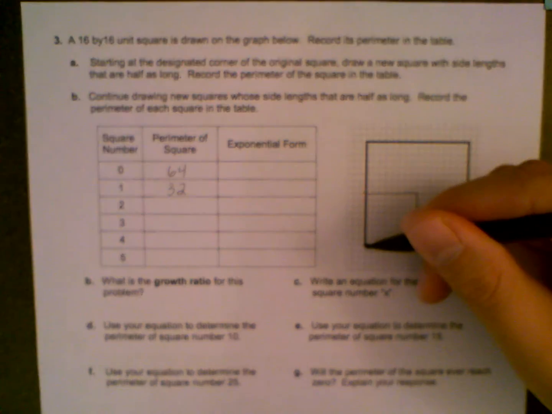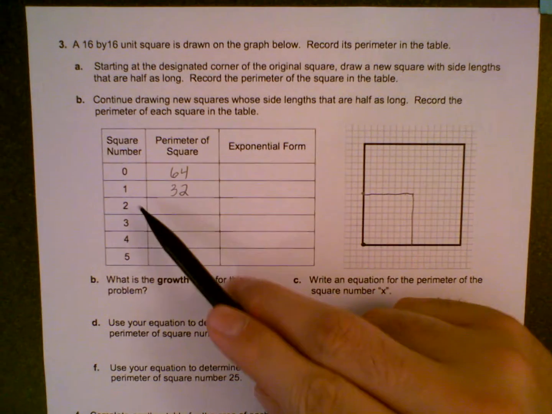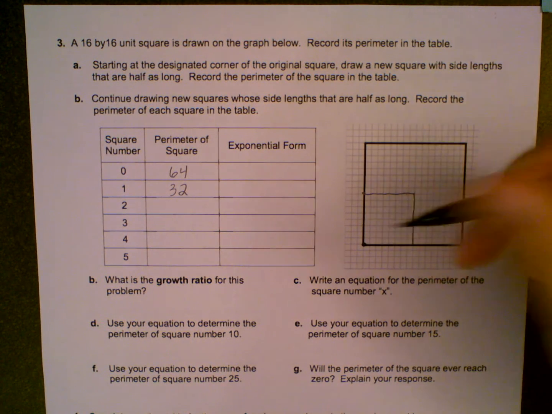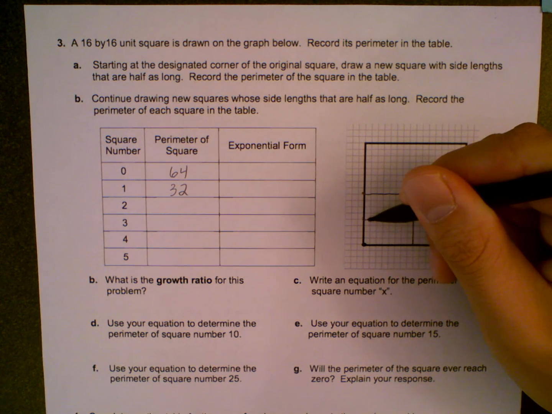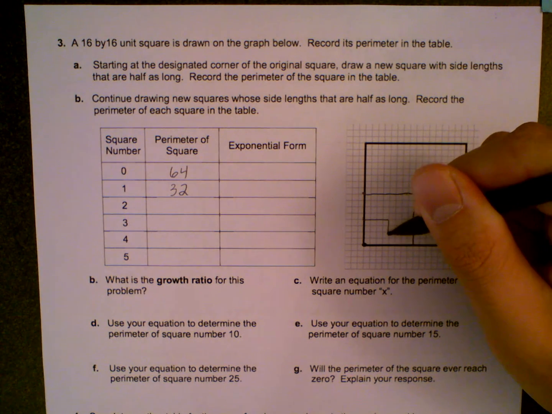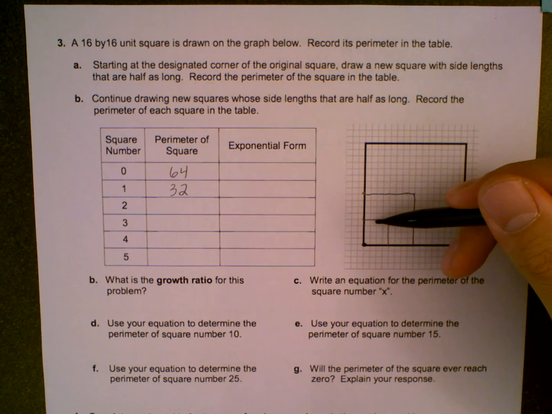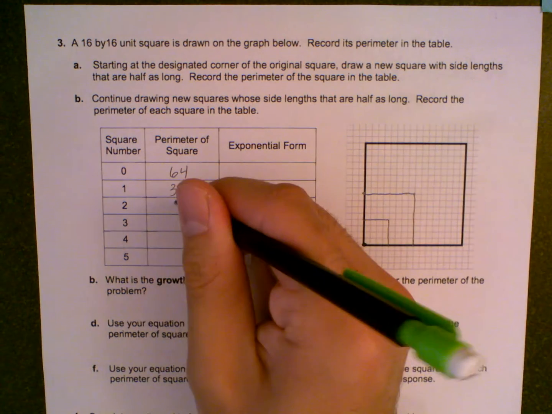Perfect. And now let's do the next square. It's going to be a 4 by 4 because, once again, we want half of 8. So it'll be 4: 1, 2, 3, 4. 1, 2, 3, 4. And we've got our new square. So it's a 4 by 4. So my perimeter of that is going to be 4 times 4, which is 16.